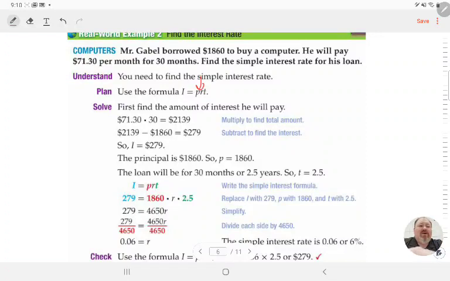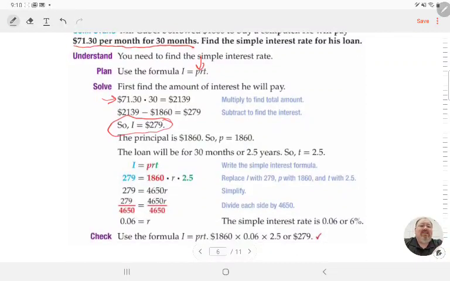But if we're looking for one of the variables, we need to know the other parts. Well, we know the principal and we know the time, but what we don't know is the R or the I, the interest. So we can find the interest first. We know that he's paying $71.30 for 30 months. So I could take the $71.30 times 30, and I know the total he's going to pay is $2,139. I can subtract what he borrowed, the $1,860, and I know in interest he is paying $279.